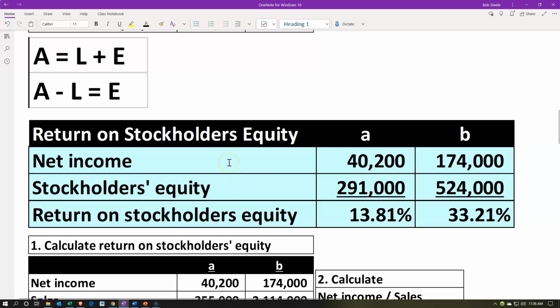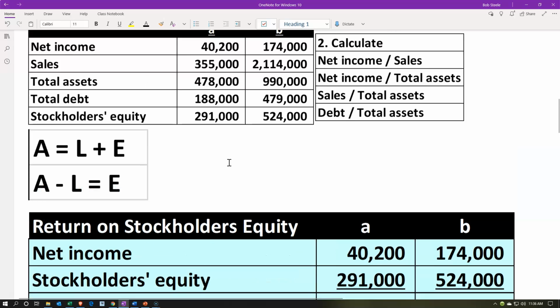Remember that net income is an income statement item, so it's a time range, whereas the stockholders' equity is a balance sheet item. Therefore, you might see this represented as net income divided by average stockholders' equity. And if you have an average, the most common average would be to take the beginning of the period plus the end of the period divided by 2.